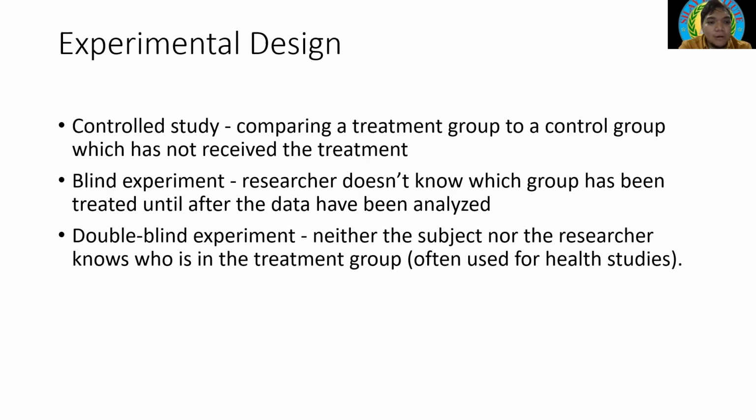When we talk about a double blind experiment, neither the subject nor the researcher knows who is in the treatment group, unlike the control group, where the researchers already know which group is the control and which is to be treated. So oftentimes experimental designs or researches are found in medical fields or societal and social studies research.